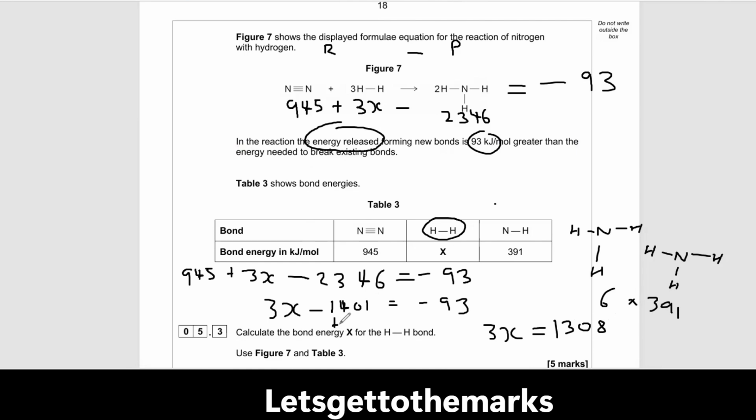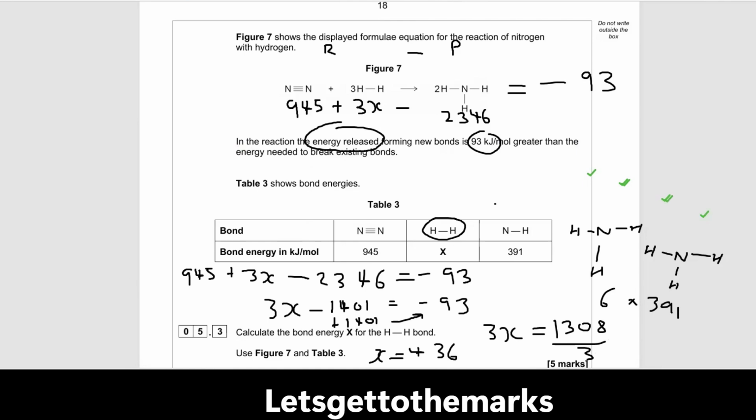Now, what did I do? I added 1401 to each side, right? I wanted to add it to each side to get rid of that, cancel that out and leave 3x. What did I do here? I added the 945 to the minus 2346 because they're in the same kind of number, so I can simplify that. Now I have 3x equals that. I'm going to divide that by 3 and I'm going to get 436. So divide this by 3 to find x. X is equal to 436. 5 marks.